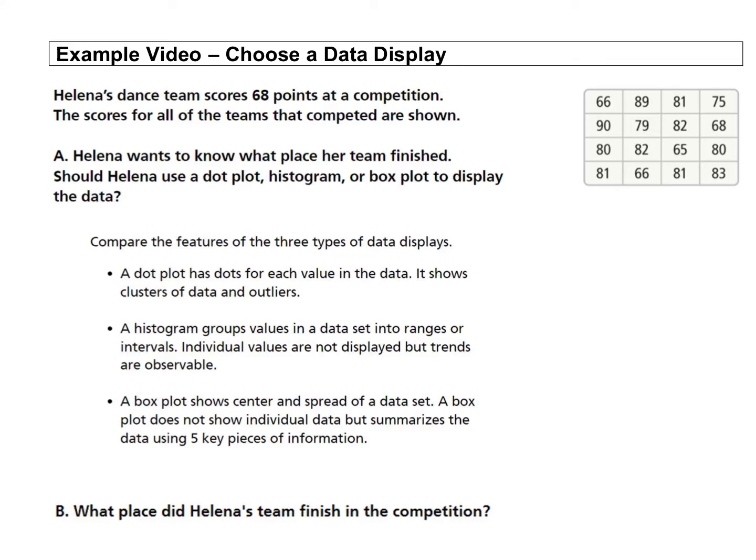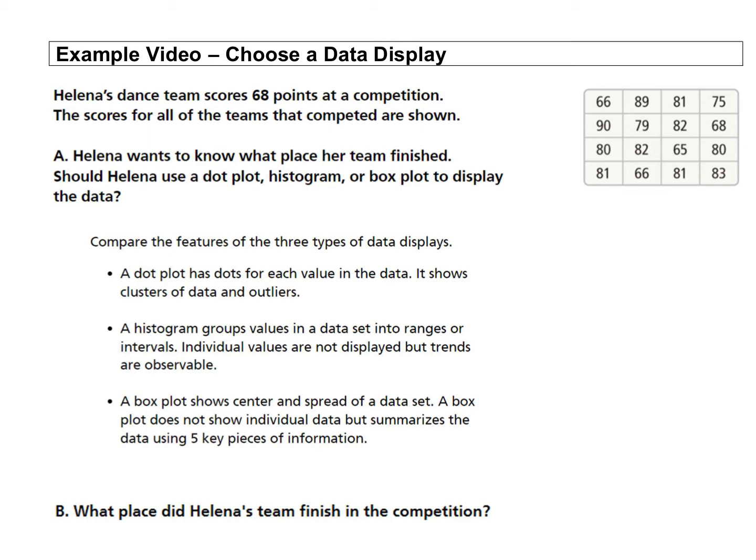All right, so our last video for lesson 11.1 has us try to think through choosing a data display based on the situation. What would be the best way to display the data to answer any questions that we're posing about it? So in this example, we have Helena, whose dance team scores 68 points at a competition. Her score, or the scores for all the teams that competed are shown. Part A, Helena wants to know what place her team finished. Should she use a dot plot, histogram, or a box plot to display the data?